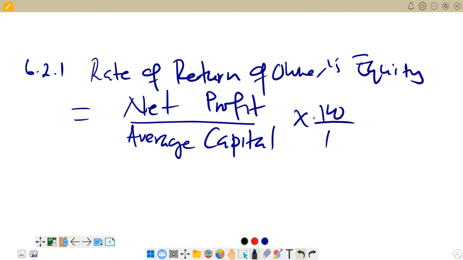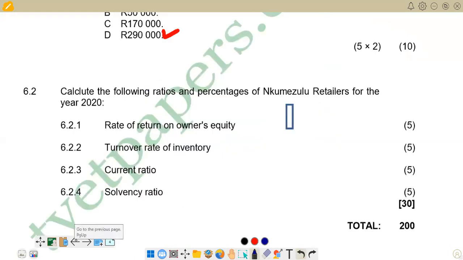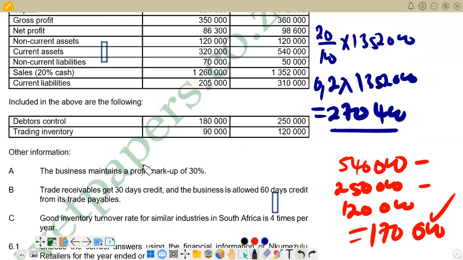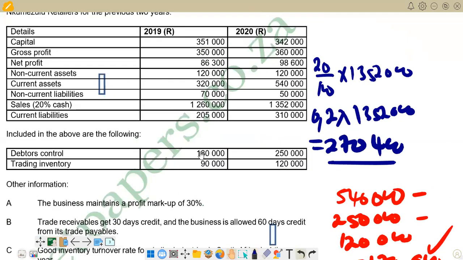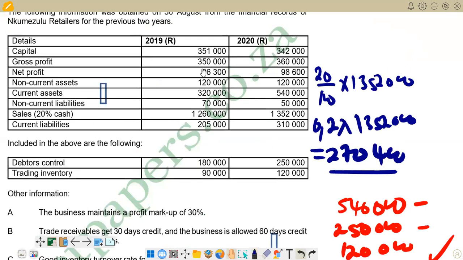So we are just going to the information that we are given in the question. We look for the figure for net profit, then we calculate the figure also for average capital. So let's go back and see what we have. Net profit is here. We are using the current year, which is 98,600. So this is the figure for net profit.